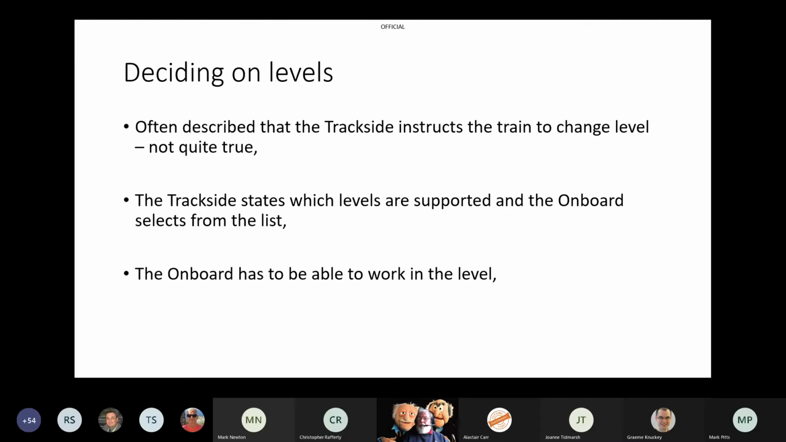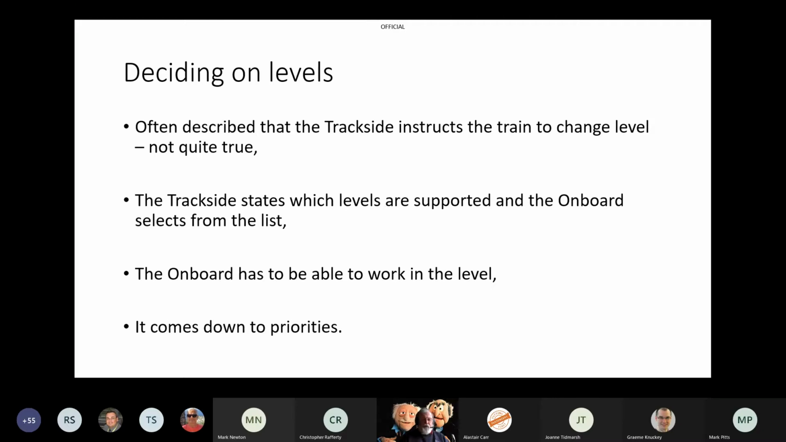So the trackside has stated which levels are supported for the onboard to select from. And obviously for compatibility, the onboard has to be able to work in the level that it selects from the list that the trackside has sent. And the way this is managed is through what is known as a table of priorities.